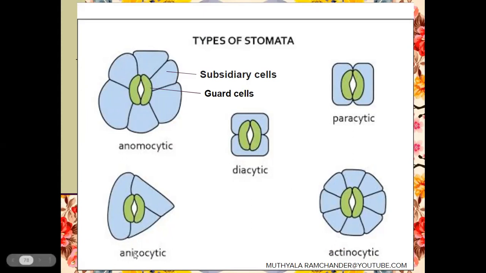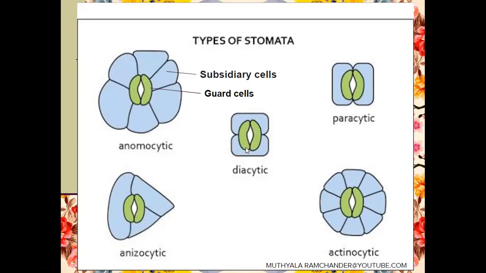The next one is the anisocytic stomatal complex. Around the two guard cells, three subsidiary cells are present. Of the three subsidiary cells, one is large, the second is medium, and the third is small. The three subsidiary cells are unequal in structure and size, and they are present around the two guard cells. This type of stomatal complex is called anisocytic.